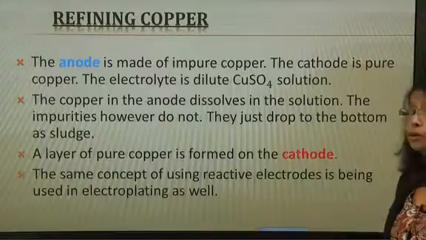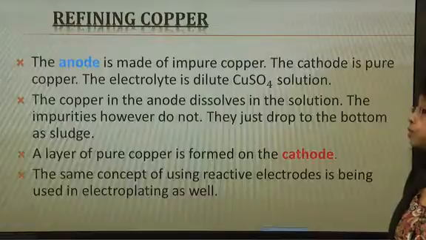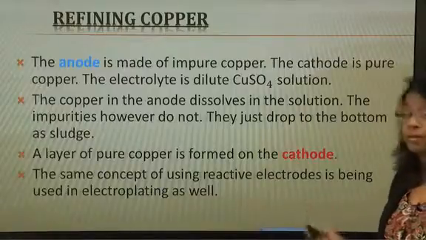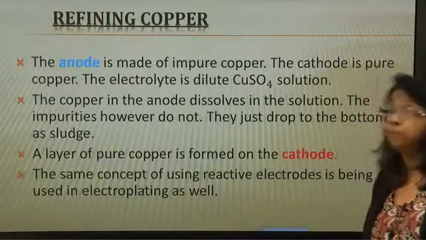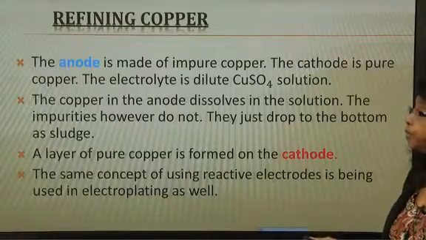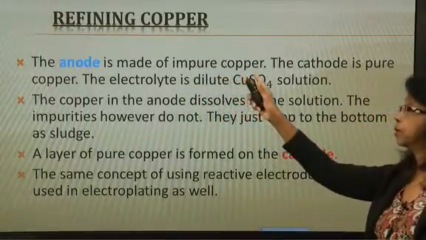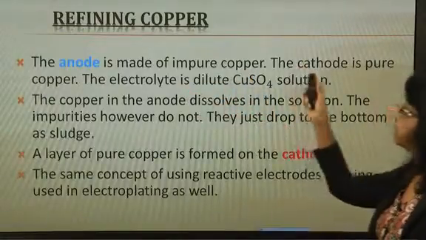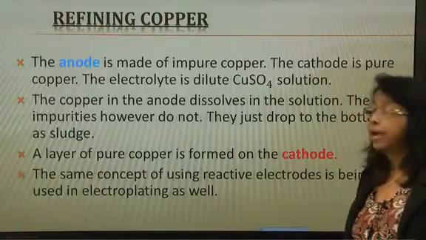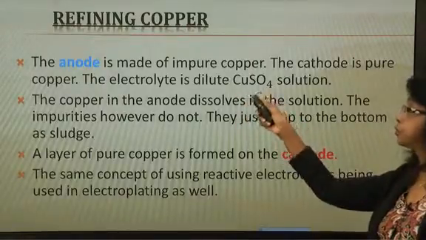Okay. Based on what we have looked at, the first use of electrolysis of copper 2 sulfate is the refining or purification of copper. Say if you're given a piece of copper that is impure, you need to refine it or purify it. How would you go about doing it? Simply, the impure copper has to be made the anode. Then the cathode has always to be a piece of pure copper. And the third condition is the electrolyte has to be a dilute solution of copper 2 sulfate.